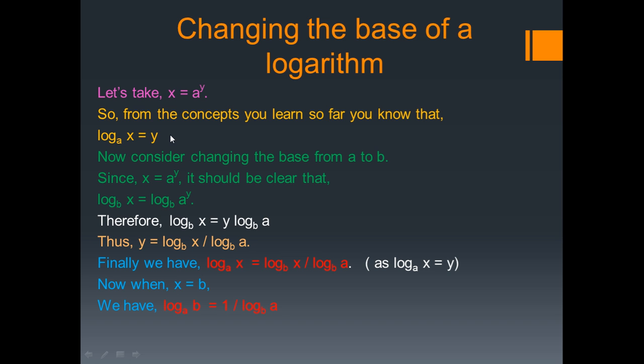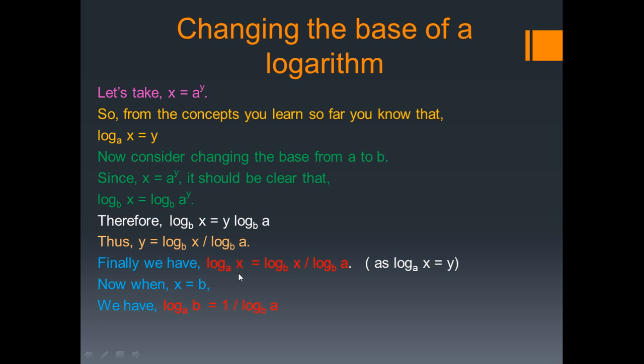Now when x equals b, b equals a to the power y here. So here we have log of b to the base a equals y. You can rewrite this using log of b to the base b being 1. So log of b to the base a is 1 upon log of a to the base b. What generally happens is that you can write log of x to the base a in two formats. This is not only when x equals b. You can also write log of x to the base a as 1 upon log of a to the base x.